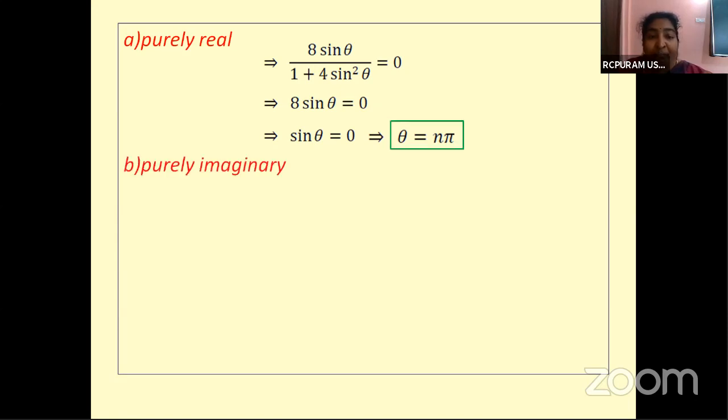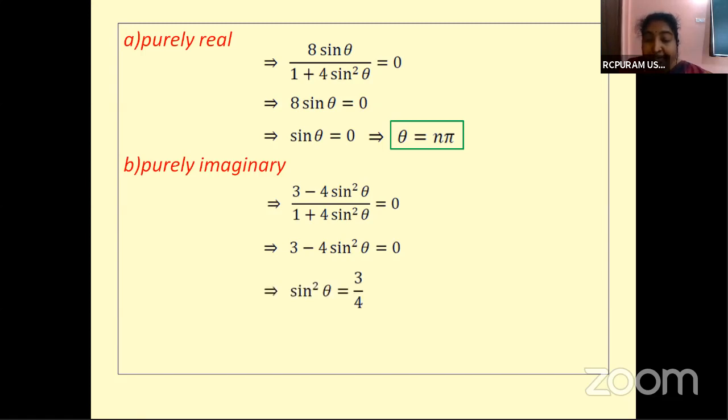Likewise, you have purely imaginary. Purely imaginary means that the real part is 0. What is our real part? It is (3 minus 4 sine square theta) by (1 plus 4 sine square theta). We are equating it to 0. And on cross multiplication, you will be getting 3 minus 4 sine square theta is equal to 0.